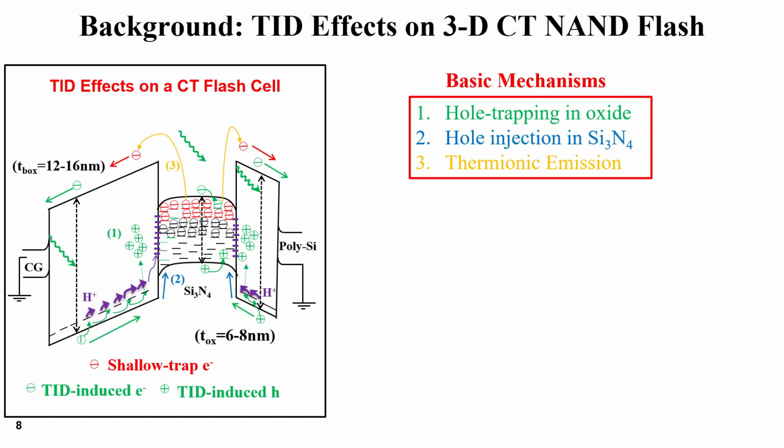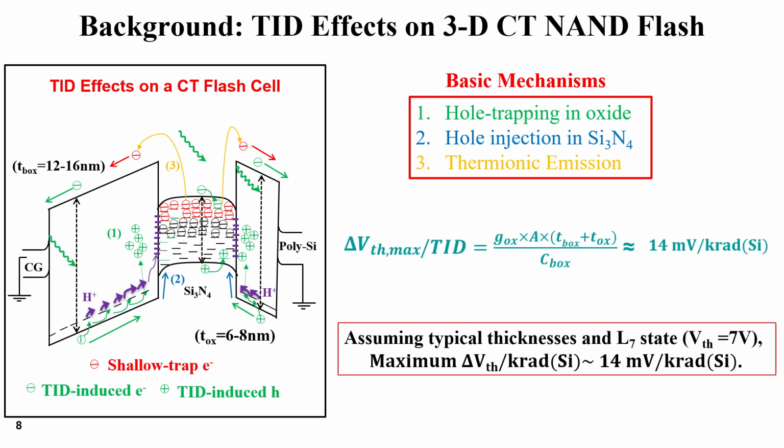Now, the major charge loss mechanism in a charge trap flash memory cell under radiation is oxide ionization, or hole deposition in the oxide, and that creates VT shift of the memory cell. The VT shift of the memory cell can be approximated using very simple equations. Assuming typical thicknesses, and the cell is in L7 state, we can get a maximum VT shift of 14 millivolt per kilorad, which gives us a rough idea of what to expect. In charge trap NAND, because LCM, or lateral charge migration, a quicker charge loss process, is already present, these TID effects can alter both charge retention and migration behavior.